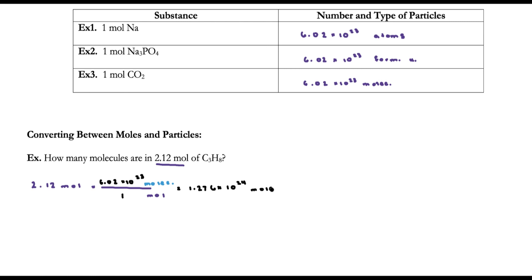All right. So I now need to round properly. So I've got 2.12, which has 1, 2, 3 sig figs. So my final answer needs 3 sig figs. 1, 2, 3. I'm going to round the 7 up and I get 1.28 times 10 to the 24th. And my units are molecules. Okay? And that is your answer.